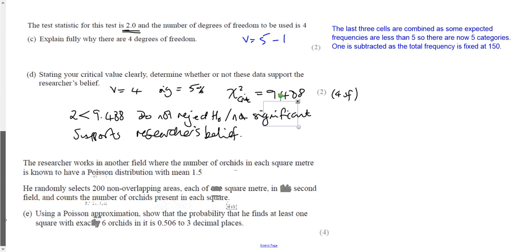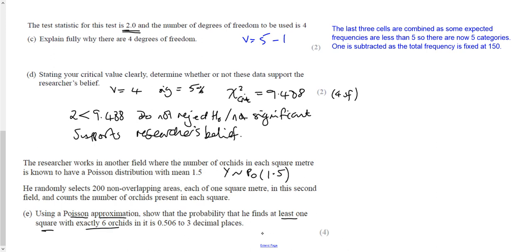Right. So we've done the hypothesis test, and now he's working in another field, and this time the number of orchids. If the number of orchids in this field, which we're going to call Y, comes from a Poisson distribution with mean 1.5, then he selects 200 areas and counts the number of orchids present in each square. And very important, we've got to use a Poisson approximation. So the probability he finds at least one square with exactly 6 orchids.